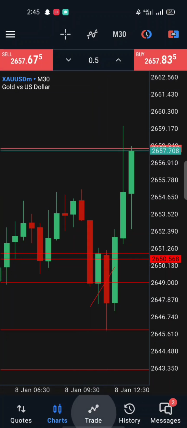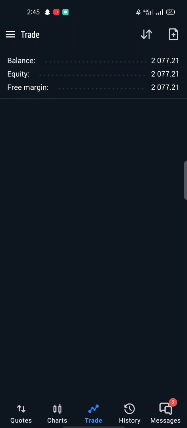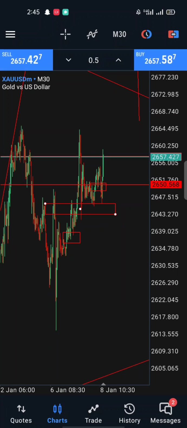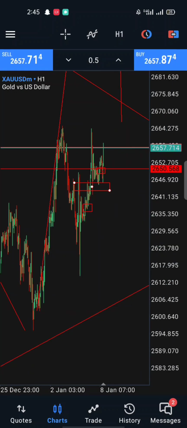Currently we have passed the challenge of taking the account from $25 to $2,000 on just one trade on XUSD, just one setup. So I've passed the challenge.